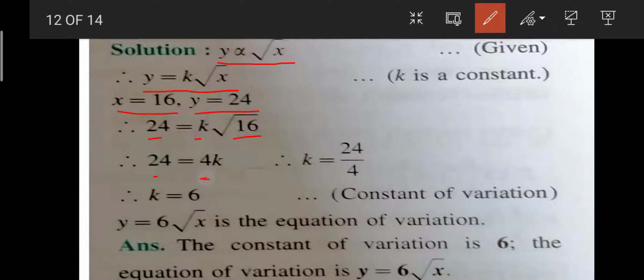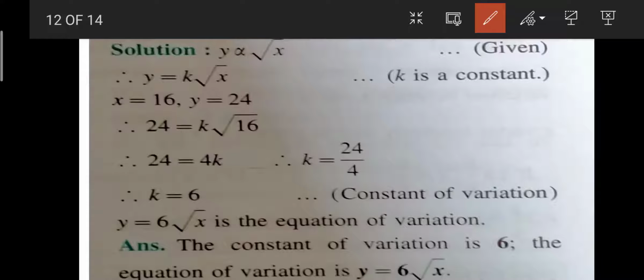So here we'll take this 4 down, so k is equal to 24 upon 4. 4 sixes are 24, so k is 6. Now y is equal to 6 root x is the equation of the variation. So the constant of the variation is 6, and the equation of the variation is y is equal to 6 root x. Here we have found the k value and solved the answer. Students, the solution that I have given, you have to copy in your notebook.